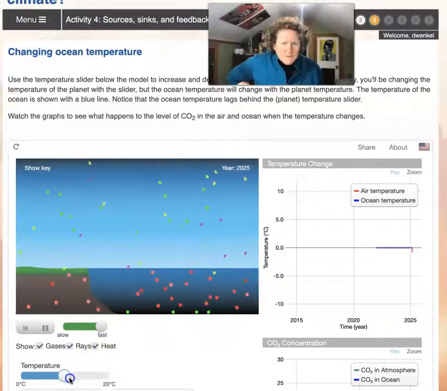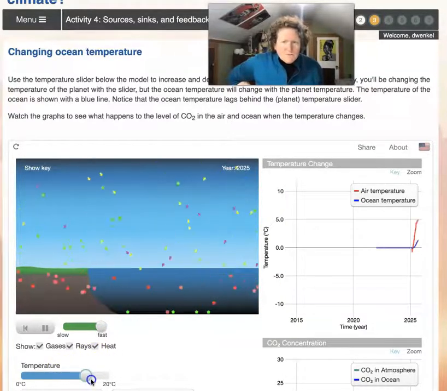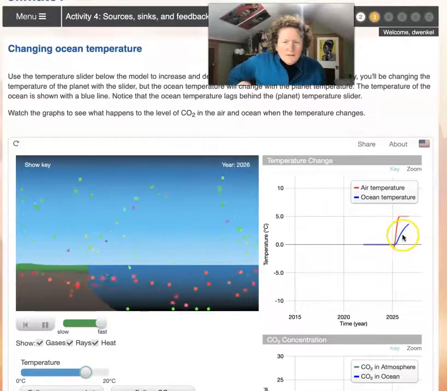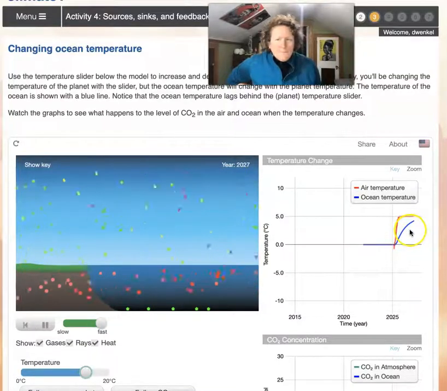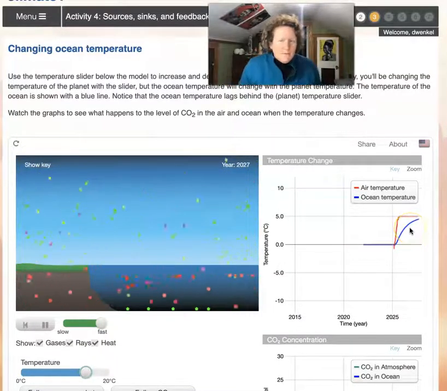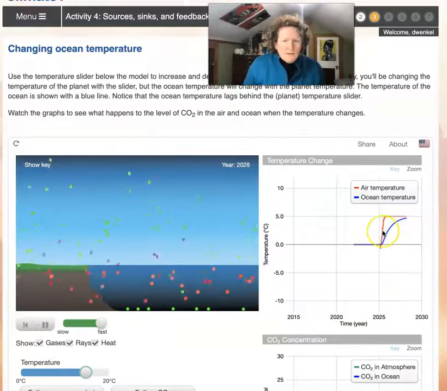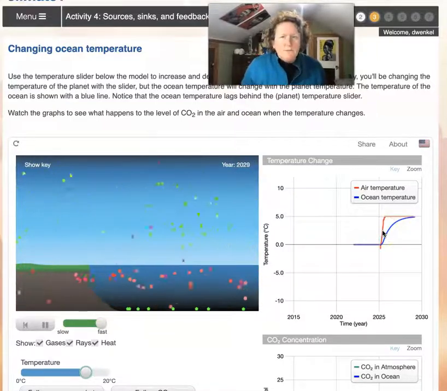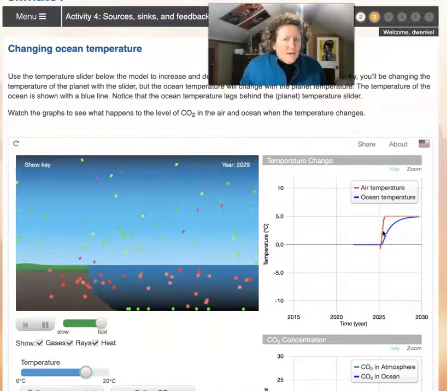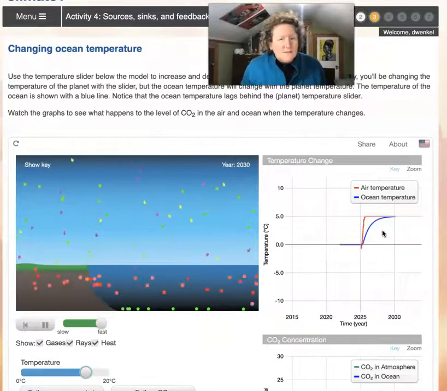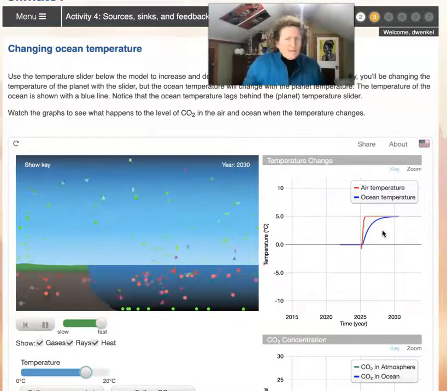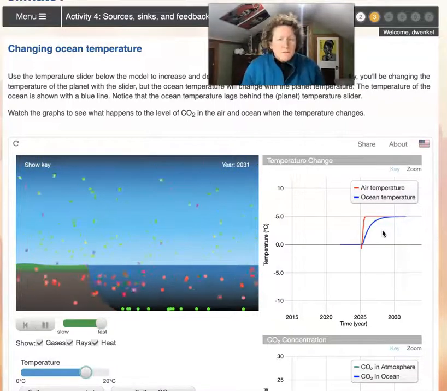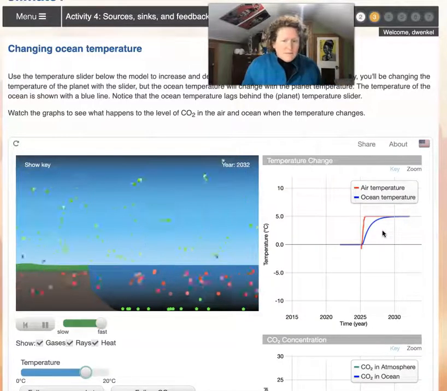So let's turn up the temperature here. So we're turning up the air temperature. You can see that the blue line takes a little bit longer to come up than the red line. That's because air heats much more quickly than water. If you've ever gone swimming in May, right after the ice gets off a lake, you know the lake is still pretty cold. It takes a while for our lakes to warm up in the summer because water warms much more slowly than air. It has a high heat capacity.